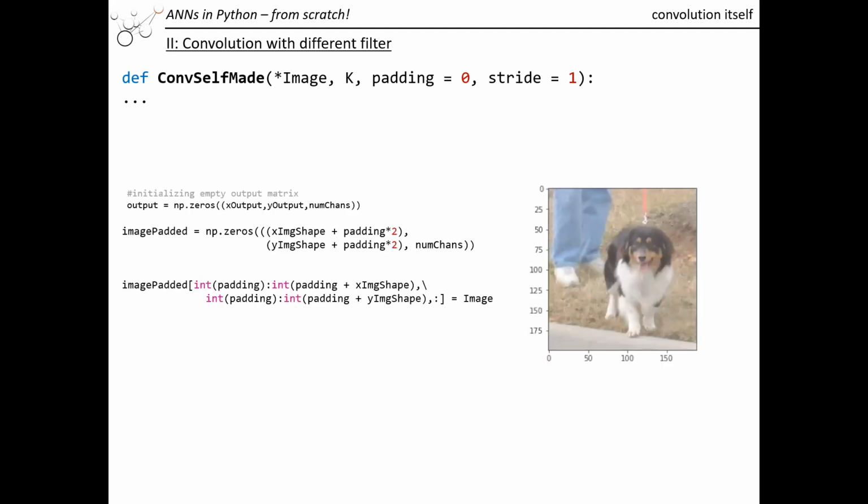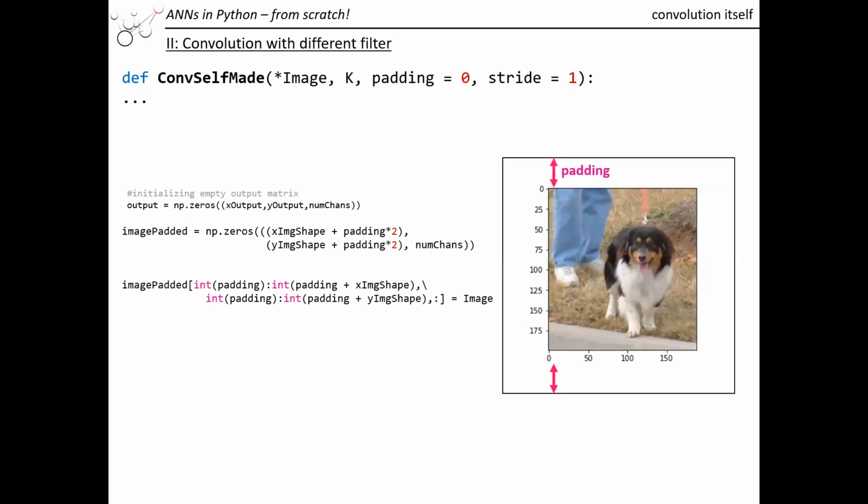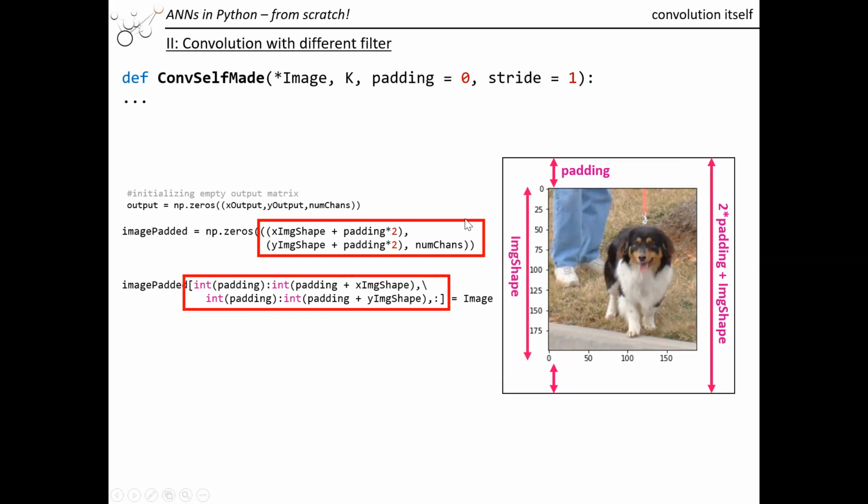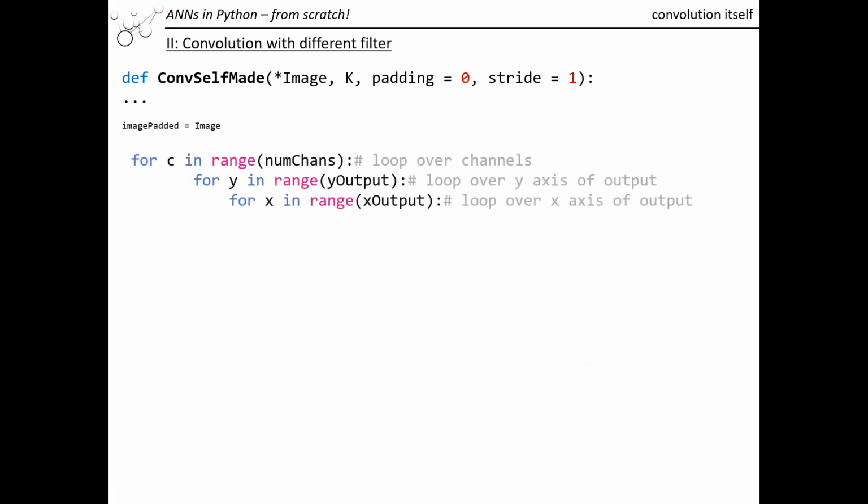So then we have our padded image. I just want to remind you of this parameter. So that's the edge of the image, so then the total size is 2 times padding plus the image. So that's exactly what you see here. And of course, we want to do this for every channel, so for every color channel. And then the actual convolution part will take place.